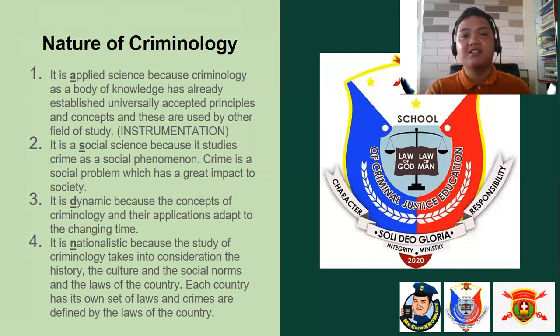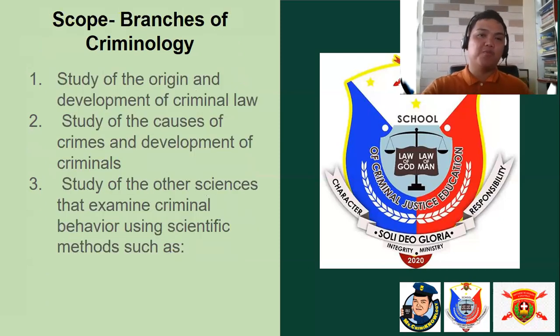It is an applied science, it is a social science, it is dynamic, and it is nationalistic. Let's remember them. The scope or the branches of criminology. Number one is the study of the origin and development of the criminal law. So we study criminology by studying also the origin and the development of the criminal law. Number two is the study of the causes of crimes and development of criminals, the focus of criminology. The study and the other sciences that examine criminal behavior using scientific methods, such as the following.